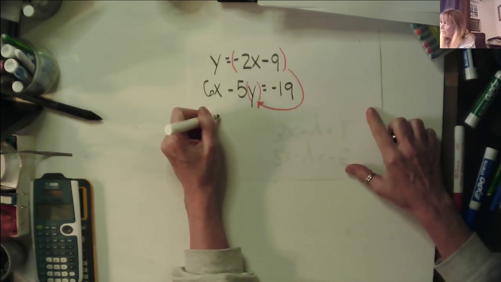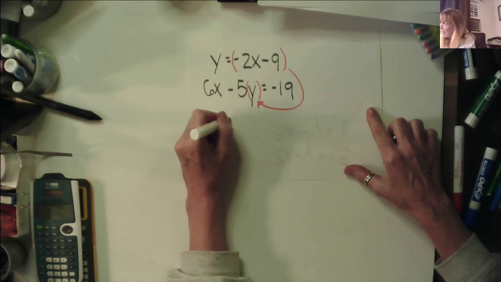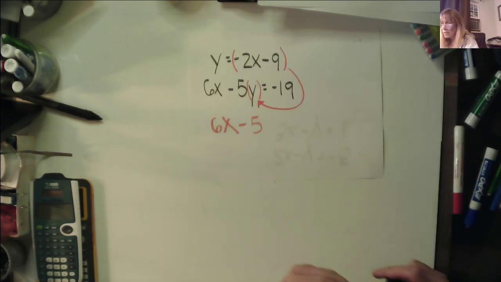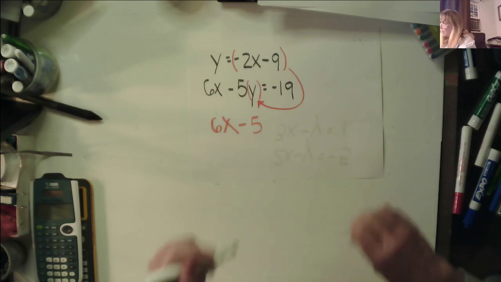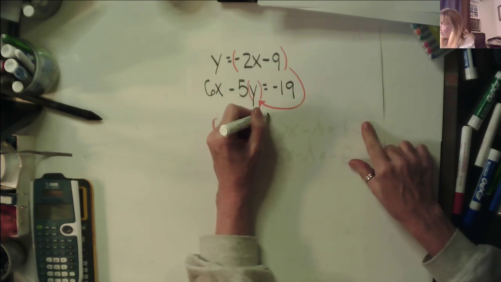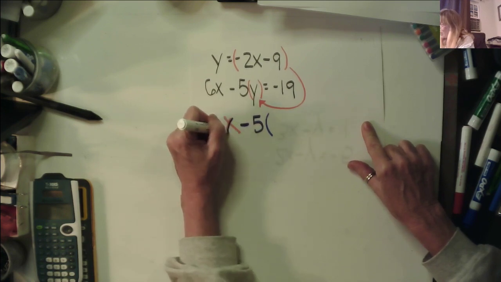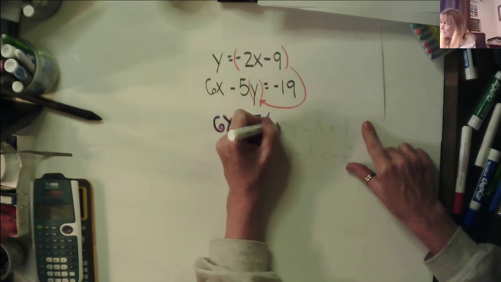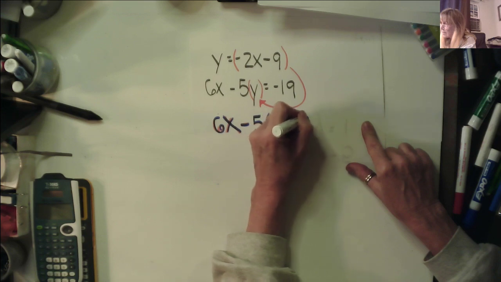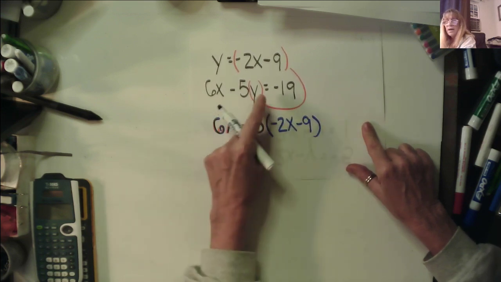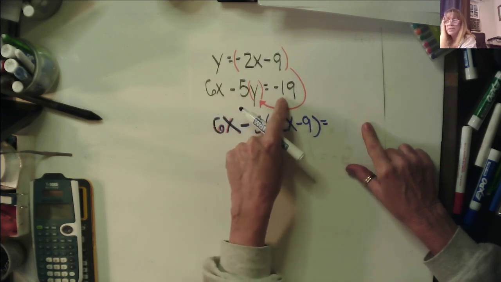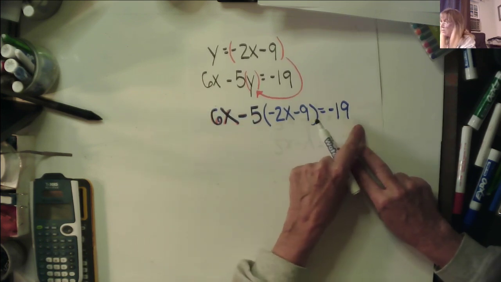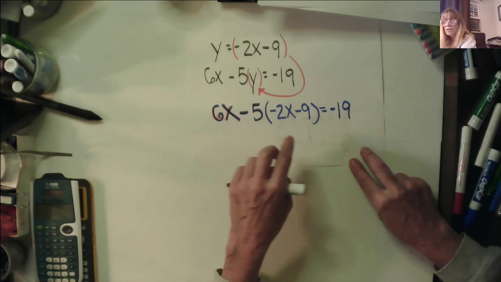So I'm going to blend these together. So it's going to be 6x minus 5. I don't like this pen. Sorry. Minus 5. Now, I have this y here. So I'm not going to put y. I'm going to put its new name. It's negative 2x minus 9. Close the parenthesis. I still have an equal sign, and I still have a negative 19. Two goals. One goal is it's all in one line. Second goal is you only have one variable.